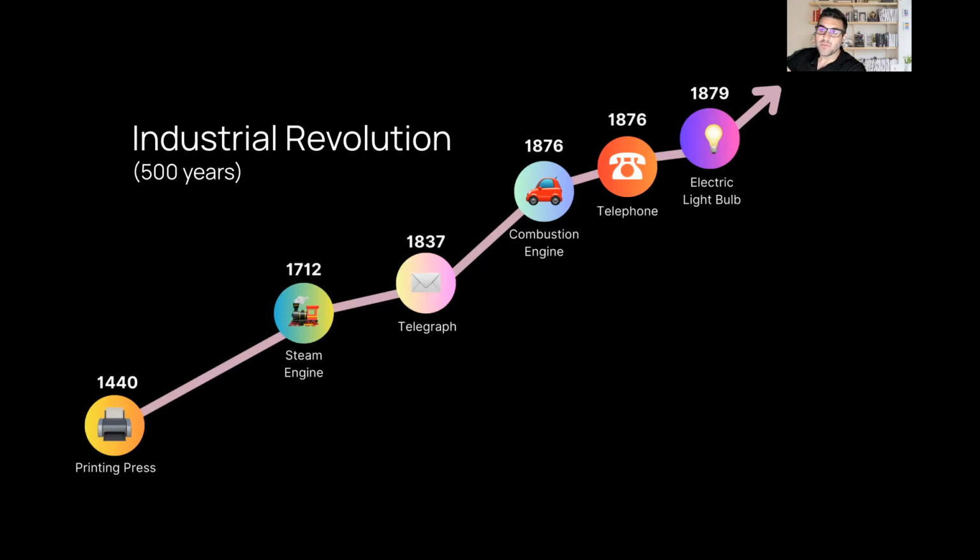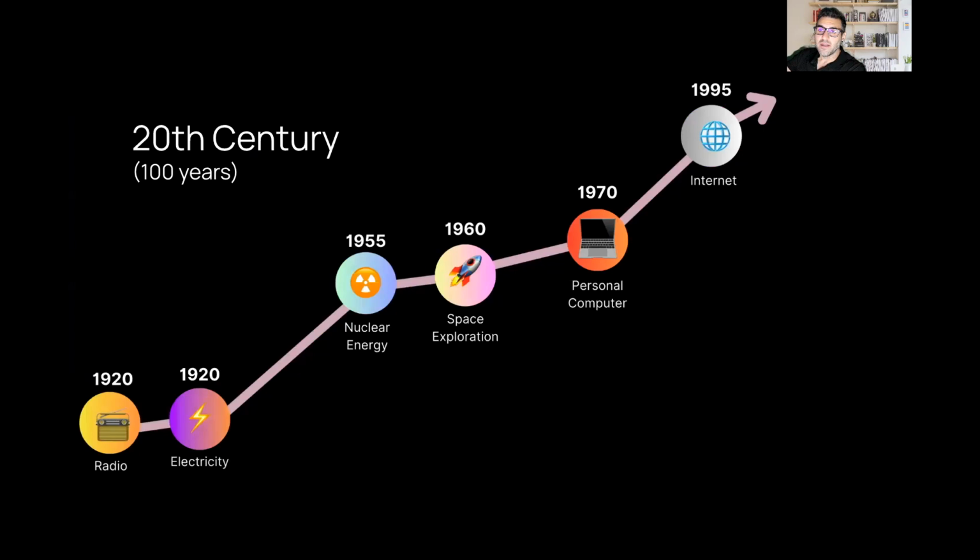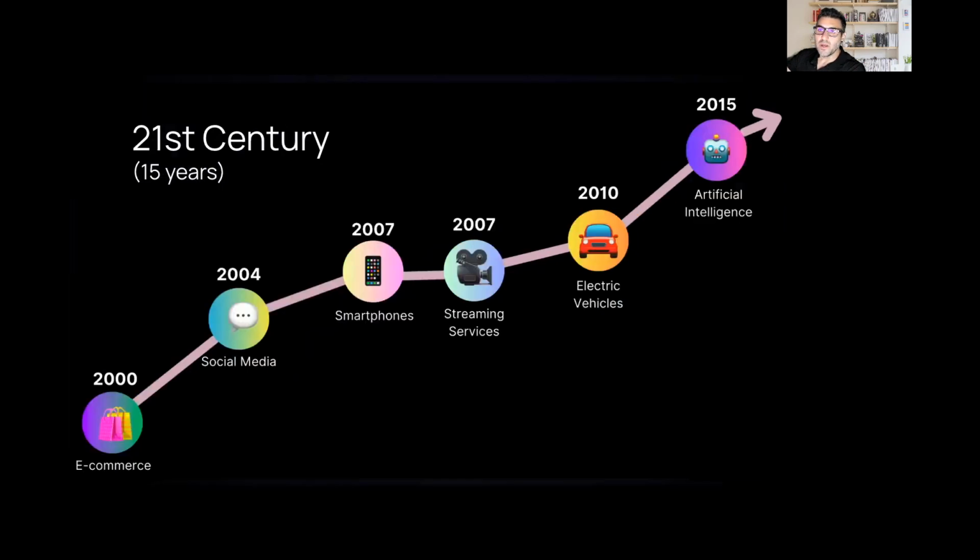invention, and this propelled a series of inventions leading to electricity and the electric bulb, and brought us to the 20th century, which is the last 100 years, which I think is the most important 100 years in the history of our civilization, where we invented electricity, nuclear energy, space exploration, the personal computer, and then in 1995, the internet became mainstream, and that propelled a lot of technologies around it, where in the last 15 years in the 21st century, we have created e-commerce, social media, smartphones, streaming services, EVs, and finally, artificial intelligence.